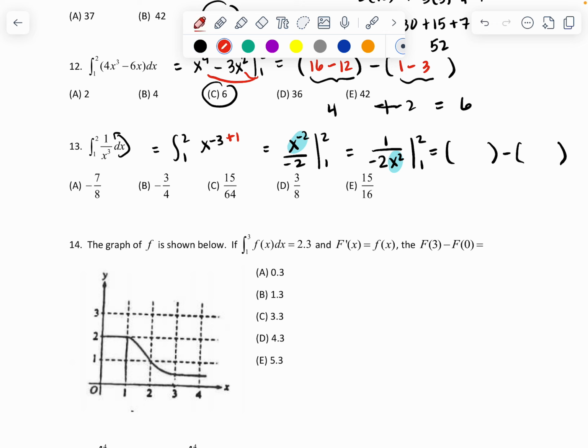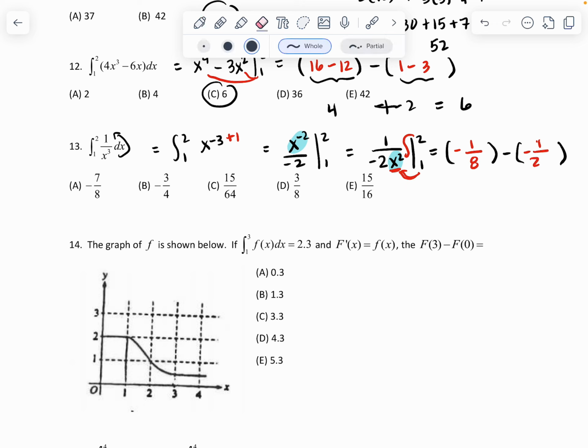Okay, now plugging it in. So if I plug the 2 into here, that's going to be negative 1 over 2 squared is 4. 4 times 2 is 8. And then minus, if I plug the 1 in, that's going to be negative 1 over 2. And then 1 squared is just 1.